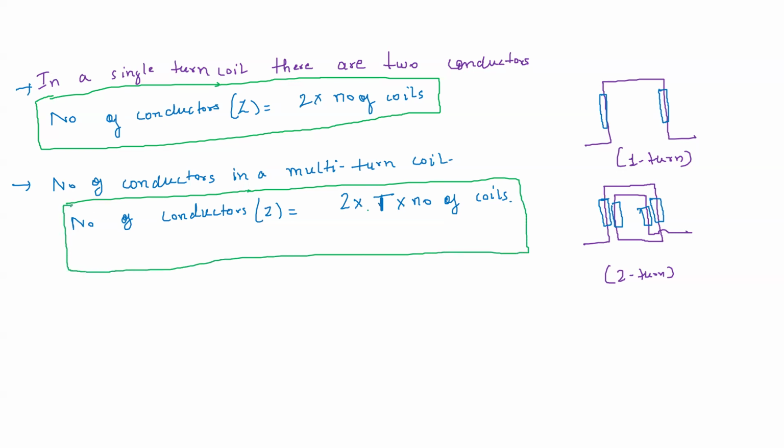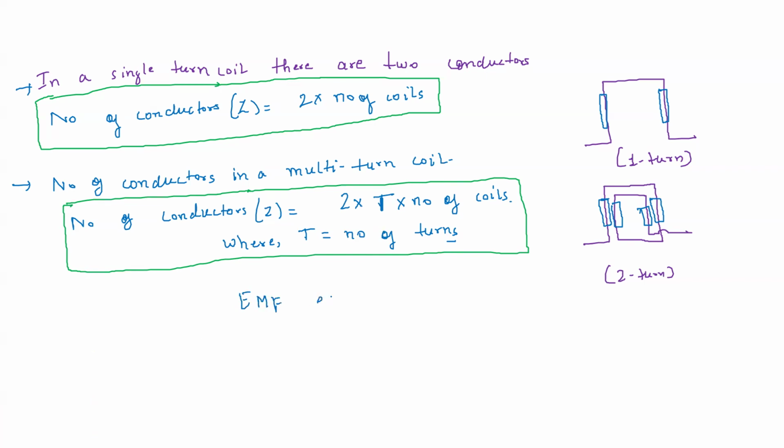So here the T is the number of turns. Okay. So let me write it also, where T is equal to number of turns. Okay. Now let us see the EMF equation.